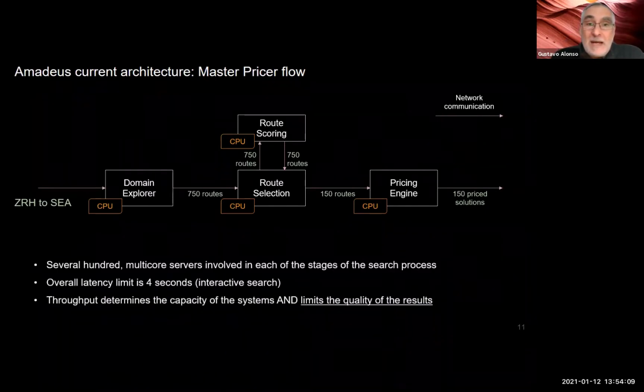So what happens is that if you look at the route scoring, and that's the first problem that I'm going to briefly talk about, these are several hundred multi-core servers. They have, as I said, very tight latency limitations. It's 4 seconds for the whole search, and the limitation that route scoring has is actually much smaller. It's in the few hundred milliseconds.